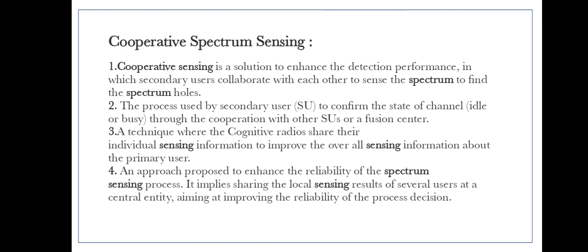Cooperative spectrum sensing. Cooperative sensing is a solution to enhance the detection performance in which secondary users collaborate with each other to sense the spectrum to find the spectrum hole. The probability used by a secondary user (SU) to confirm the state of channel, idle or busy, through the cooperation with other SUs or fusion center.